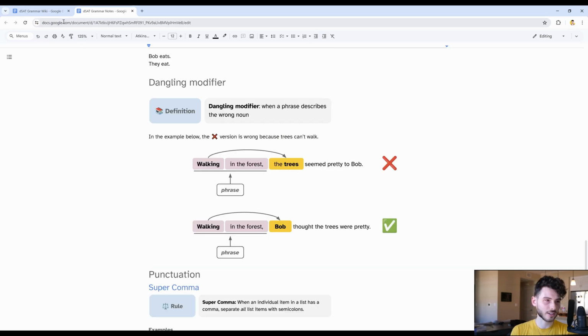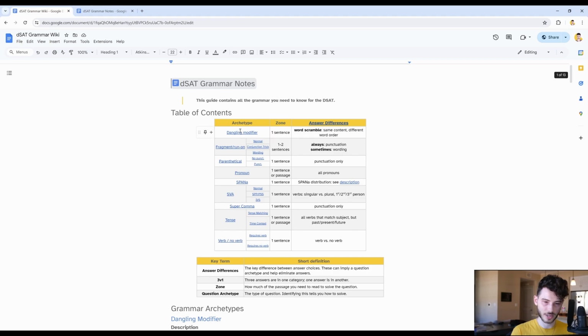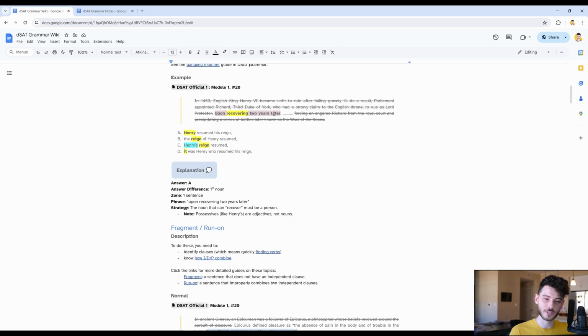So if you get a dangling modifier question, you pretty much only have to read the first noun of the answer choice. Here's my ing, recovering 2 years later. Only a person can recover in this context. If you look, I highlighted the first noun of each answer choice. Henry, rain, because apostrophe s is not a noun. It's just an adjective, or it. The only option that can recover is Henry, which is a person. If you get a dangling modifier question, that's kind of easy because you don't have to read the whole answer choice.